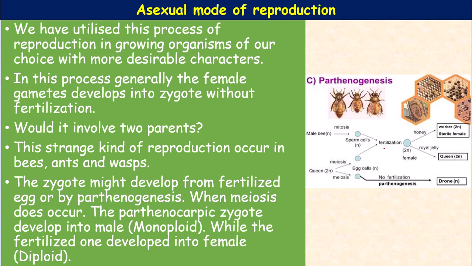The process of fertilization takes place and the diploid female is produced. If fertilization does not occur, it develops into a drone. If that female eats honey, it develops into a worker bee. The worker bee is a sterile female. Whereas if the same female eats royal jelly, then it develops into a queen. Parthenogenesis. In plants we call it parthenocarpy.